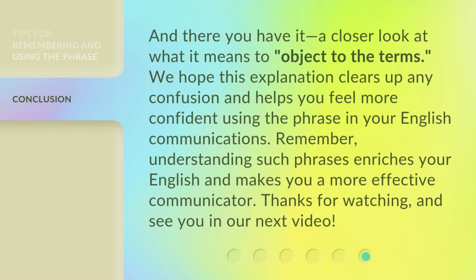And there you have it, a closer look at what it means to object to the terms. We hope this explanation clears up any confusion and helps you feel more confident using the phrase in your English communications. Remember, understanding such phrases enriches your English and makes you a more effective communicator.